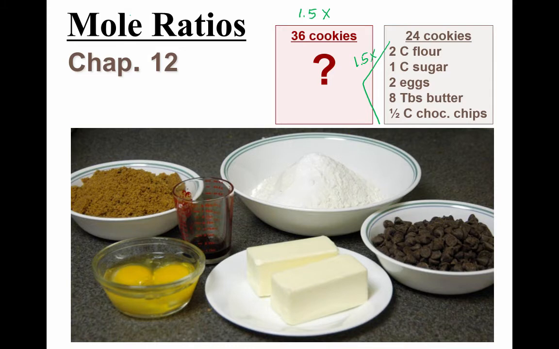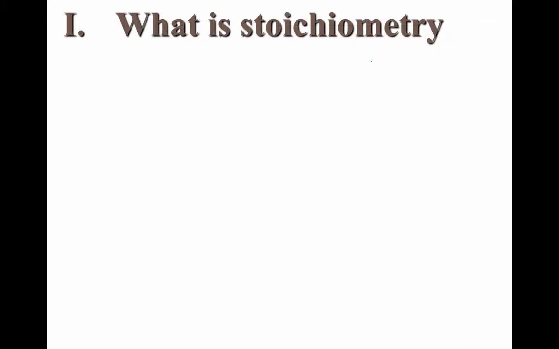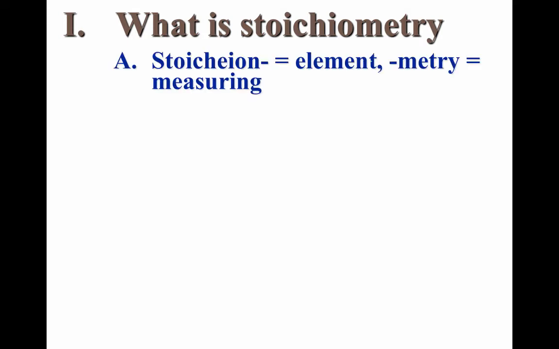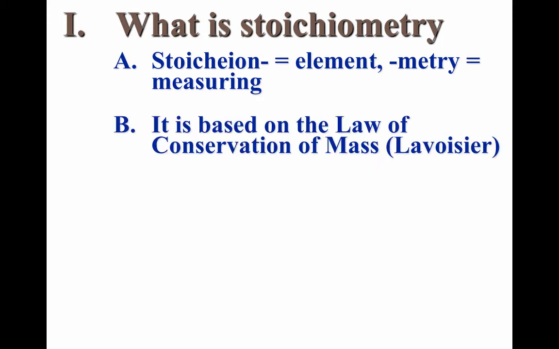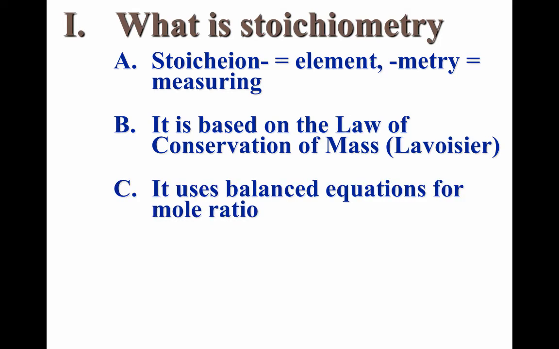Mole ratios is going to open up a whole new area of chemistry called stoichiometry. This word sounds pretty scary, but looking at the word's roots, we see that stoichion simply means element, while metry means measurement. So we are doing element measurement. Stoichiometry works because of the law of conservation of mass, which was demonstrated by Lavoisier. Stoichiometry will use balanced equations.